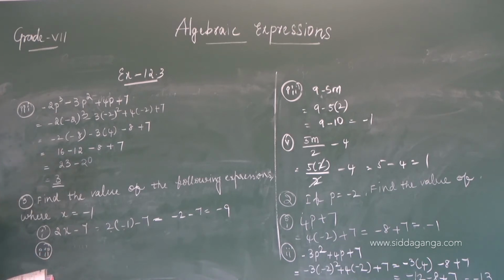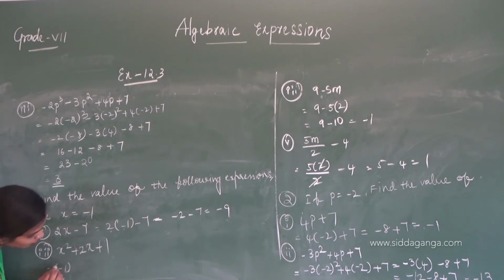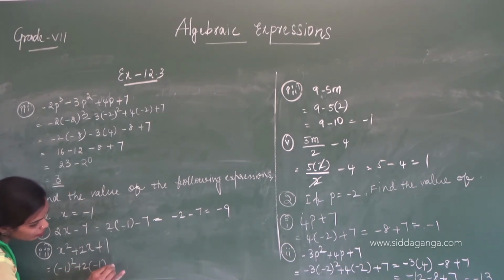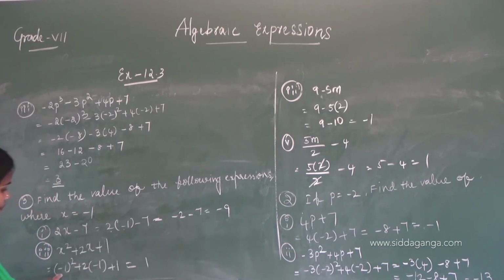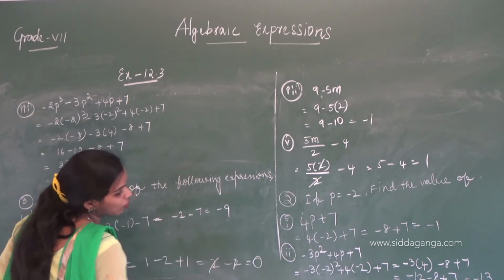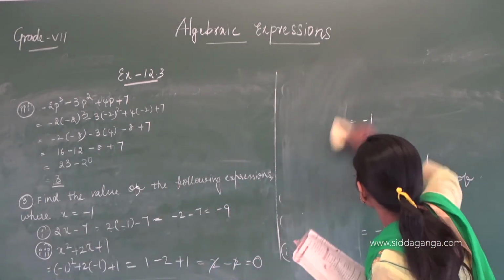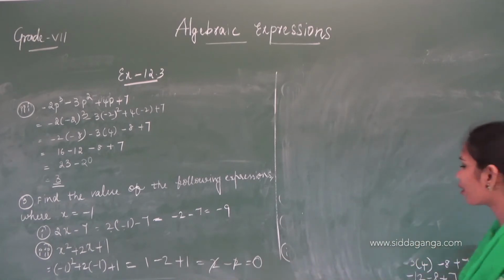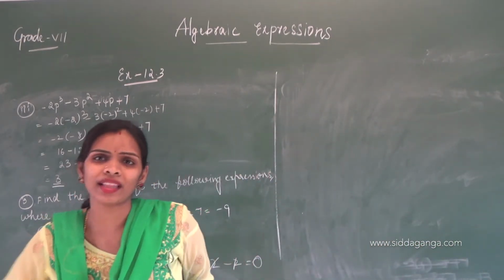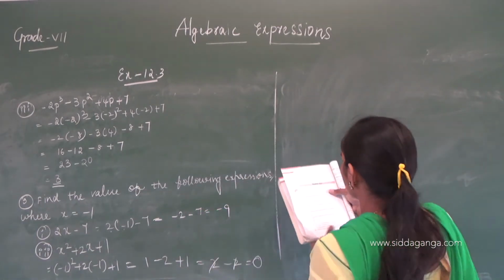Third one, x square plus 2x plus 1. What is x square? Minus 1 whole square plus 2 into minus 1 plus 1. That is 1 minus 2 plus 1. 2 minus 2, 0. Here I am just applying the value of the variable in the given expression, and then I am finding the value of that expression.